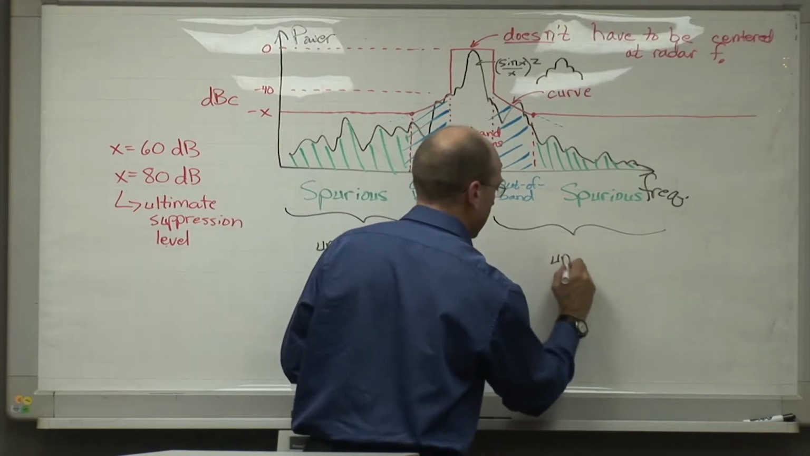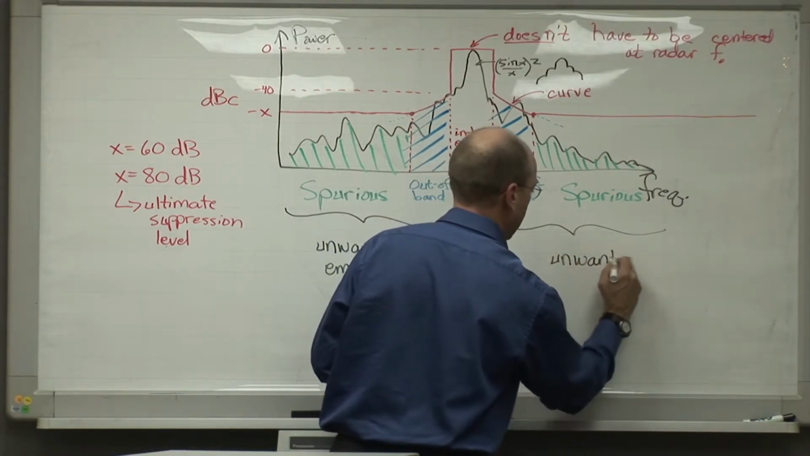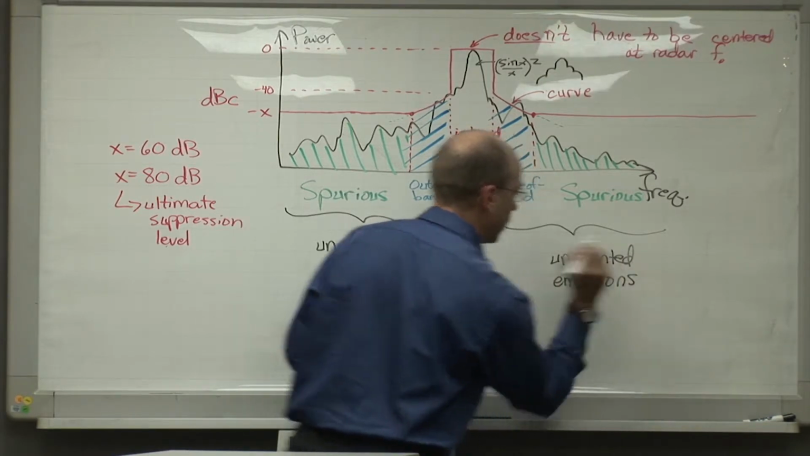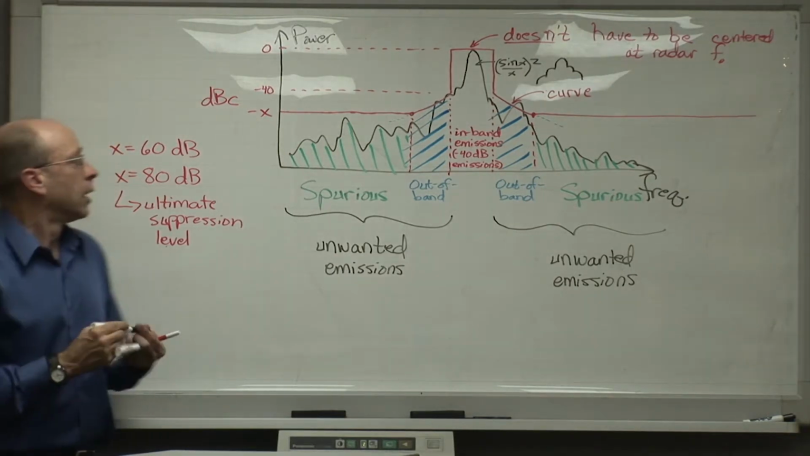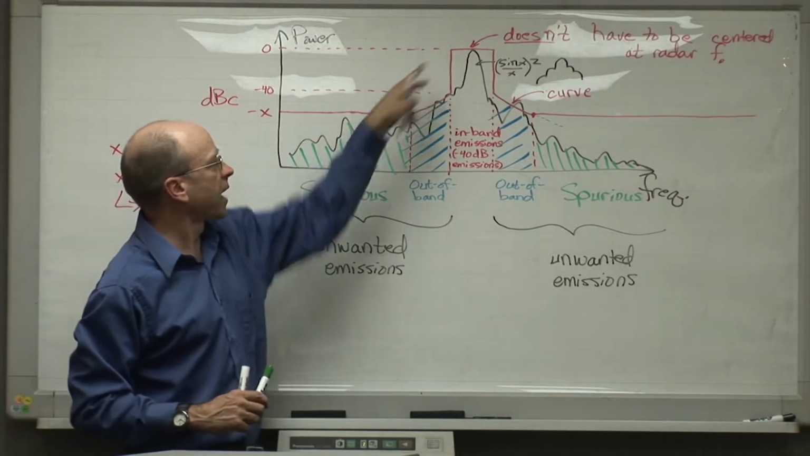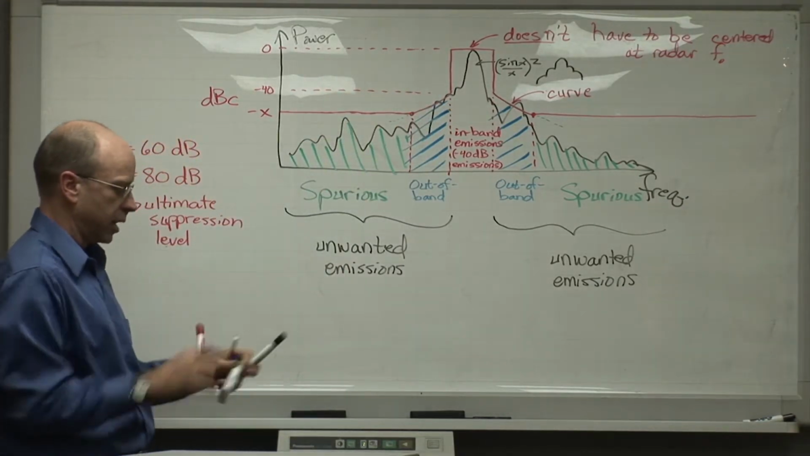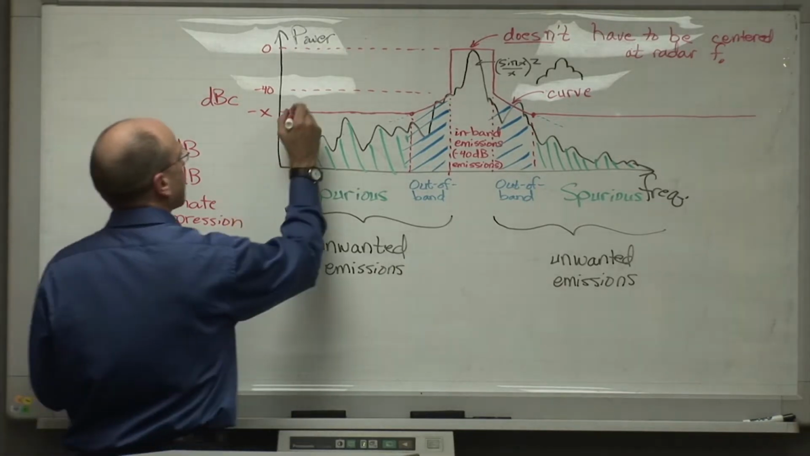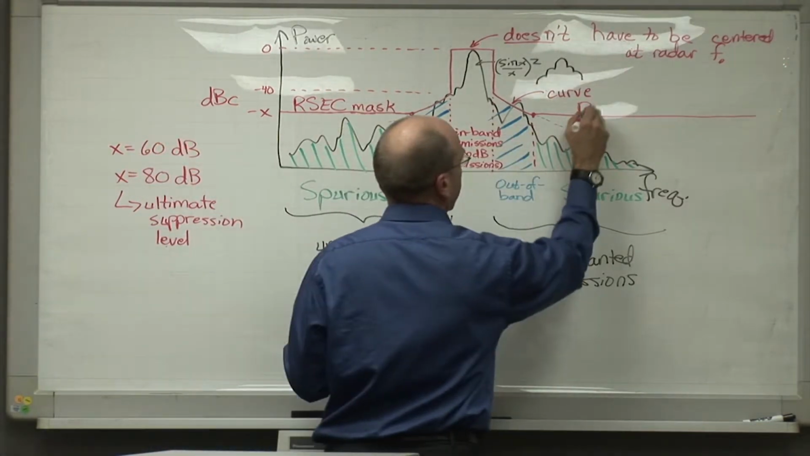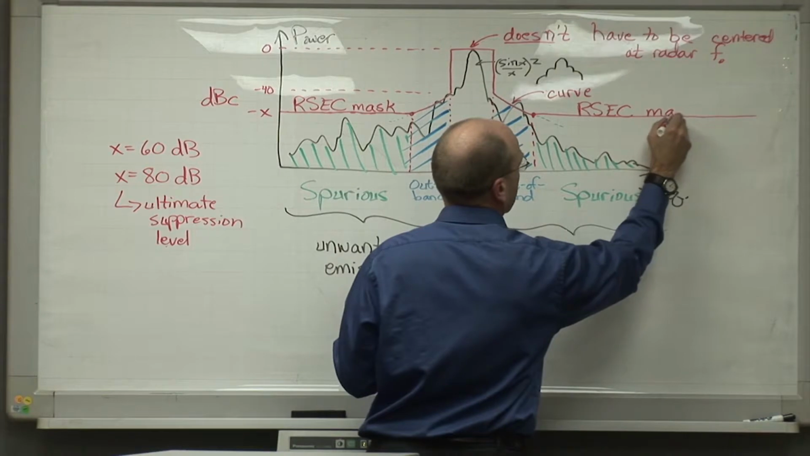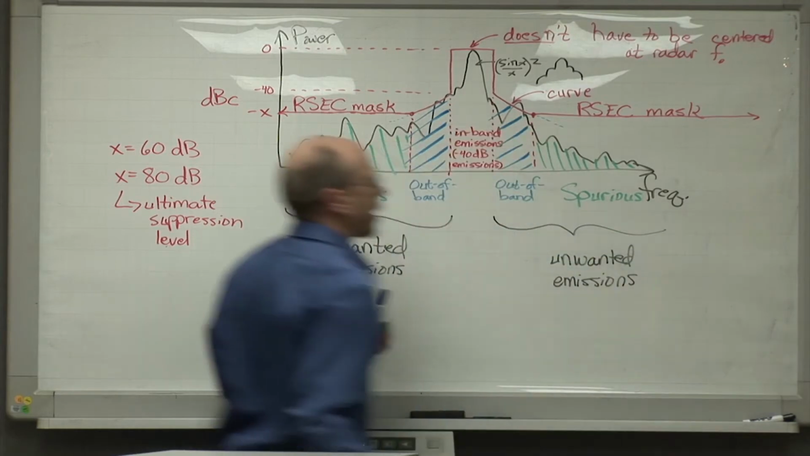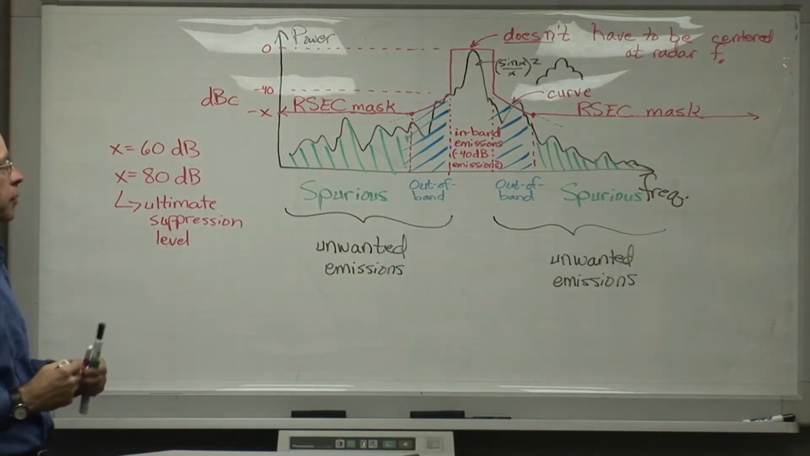So if we want to, we can lump the out-of-band and spurious together as unwanted emissions. So this gives basically a map to radar emission spectra, and this is how the RSEC curve is drawn. And I will, in fact, write this as RSEC mask. Like so. And I do emphasize that these ultimate suppression level parts of the mask go off to plus and minus infinity in the spectrum domain.